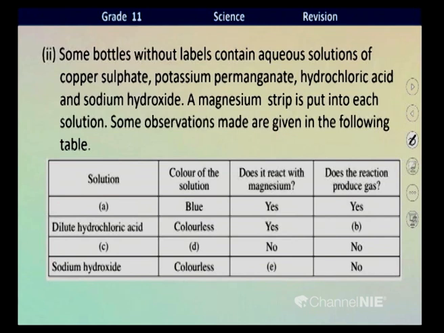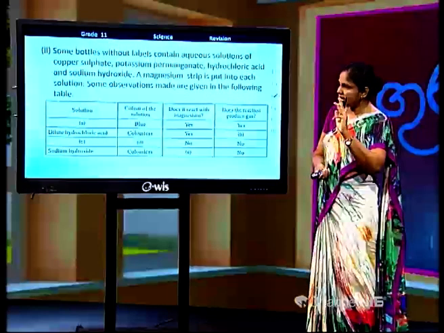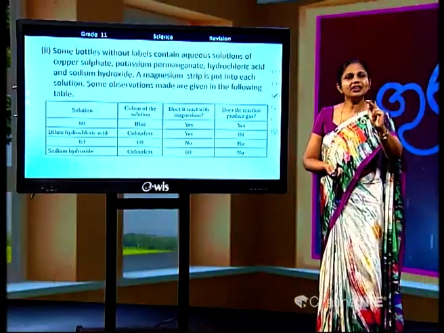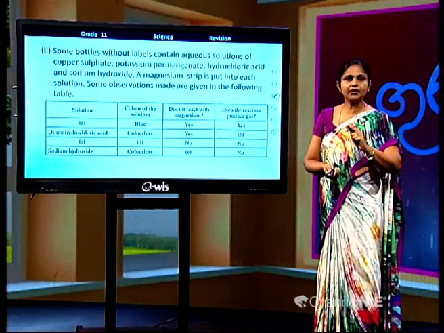Therefore, and also we know that dilute hydrochloric acid is colorless, no color. Then does it react with magnesium? Yes. Then does the reaction produce a gas? Yes. Then for the B blank also, you have to write yes. Then look at C. We don't know what the solution is, but the fourth solution is given as sodium hydroxide. Now we have recognized 3: copper sulfate, dilute hydrochloric acid and sodium hydroxide out of the 4 given.